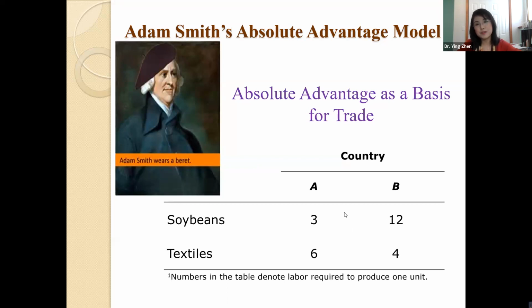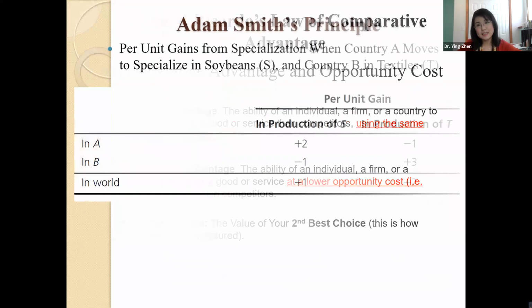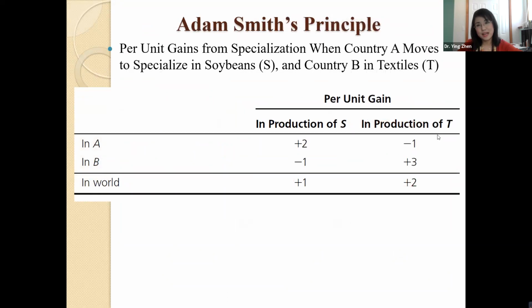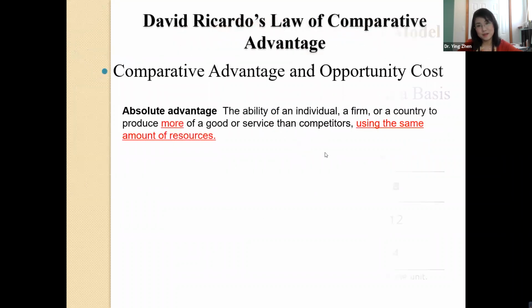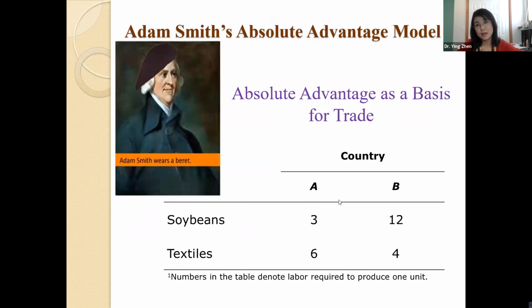So what A will do is that A will reduce producing textiles by 1 unit, and then A will free up 6 labor hours, and then A will spend the 6 labor hours to produce soybeans. And then how many units of soybeans could country A produce? That's why we can see such a trade-off. Yeah, so A just reduces producing textiles by 1 unit, and then A is able to produce 2 units of soybeans. So it's very easy, just use 6 divided by 3, then we get 2.